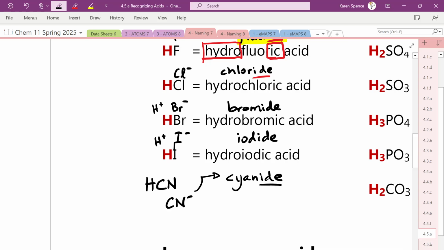Ooh, look, we have an ide. So what would we put in front? We would put hydro. And then we would put the cyan. And what would we put instead of ide? Ick. And then we write the word acid. So anytime you have ide, that's how you deal with the name, hydro-ic. My ride has hydraulics.